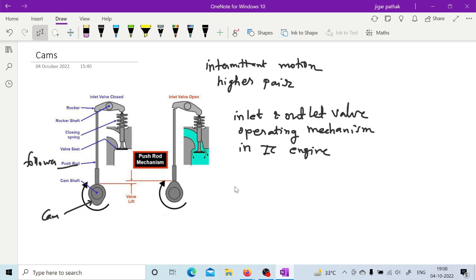You must have studied the valve timing diagram also in your IC engine. From that valve timing diagram, you will come to know the duration of rotation for which this valve needs to remain open, and for which duration it needs to remain closed. So based on that angle in your valve timing diagram, you will design a cam profile. So from the valve timing diagram you can design a cam profile.